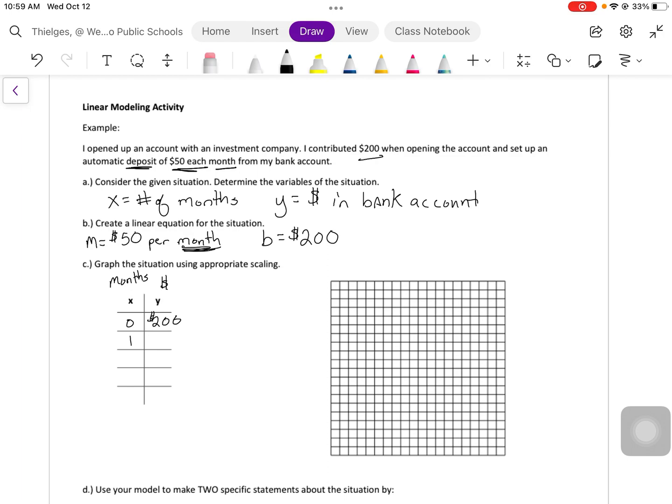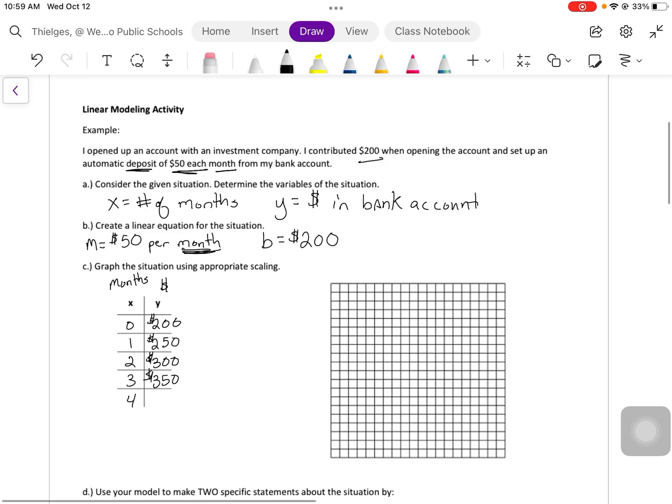So 0 months go by, I start off with 200. As 1 month goes by, I'm going to add another $50 per month, so I would have $250. After 2 months, I'm going to add another 50 to that, so I have $300 in my bank account. After 3 months, I'm going to have $350. After 4, I'm going to have $400 in my account. If you notice, I'm going up $50 over and over, and I'm increasing by plus 1 month. So 50 over 1, that's how I get my slope.